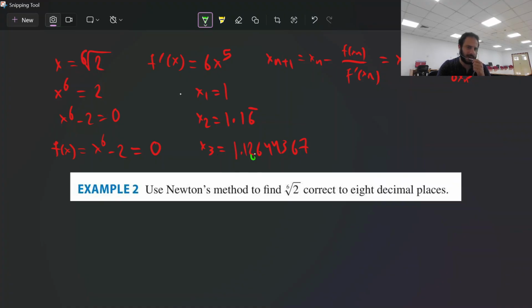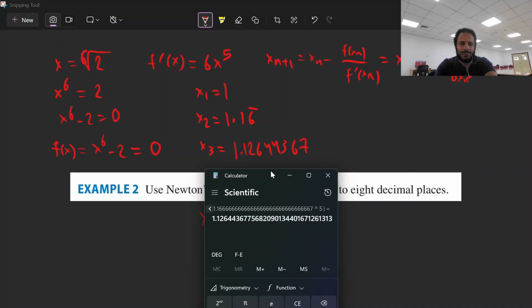We need to find x4 to know whether 2 is correct or not. Next step, x4. If it stays 2, then it's correct. Okay? Let's find x4 now. Now x4 equals, now Control C, minus, open parentheses control V power 6 minus 2 close parentheses divide by open parentheses 6 times control V power 5 close the parentheses. You get this number.